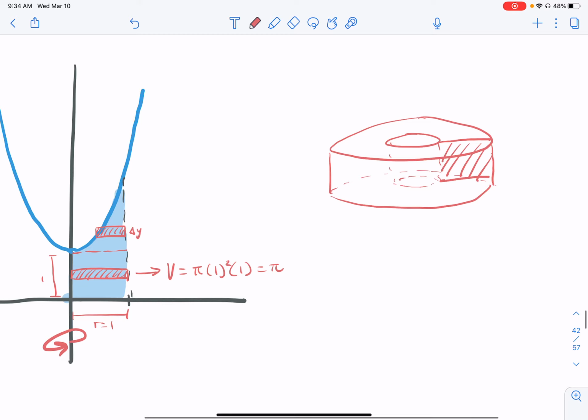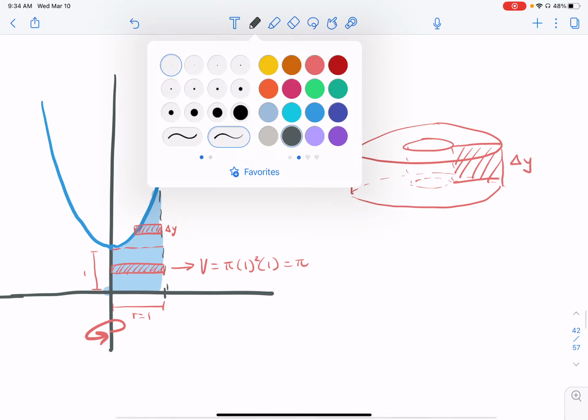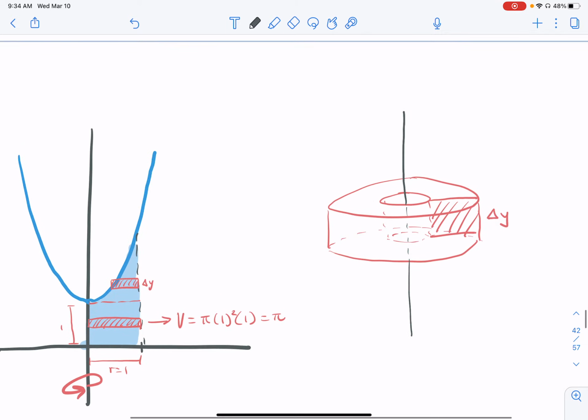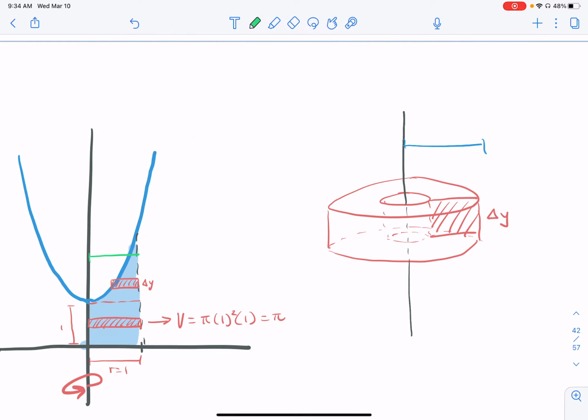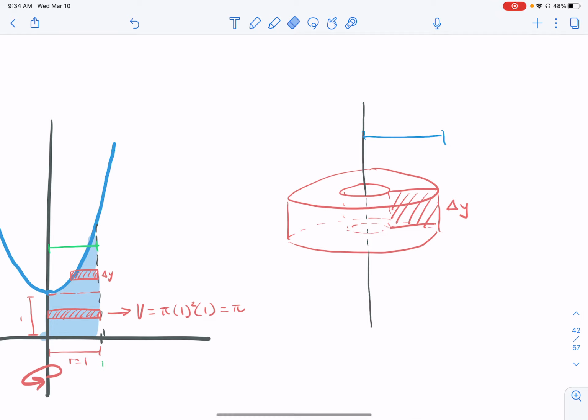As we've already discussed, its height is going to be a delta y. And then we need two pieces of information here. Let me draw in my axis. I need two radii: an outer radius and an inner radius. Let's do the outer radius first. This outer radius is the distance from the y-axis to that far right-hand side. And that is a constant value of just 1. x is equal to 1, so that's just 1. That's done.